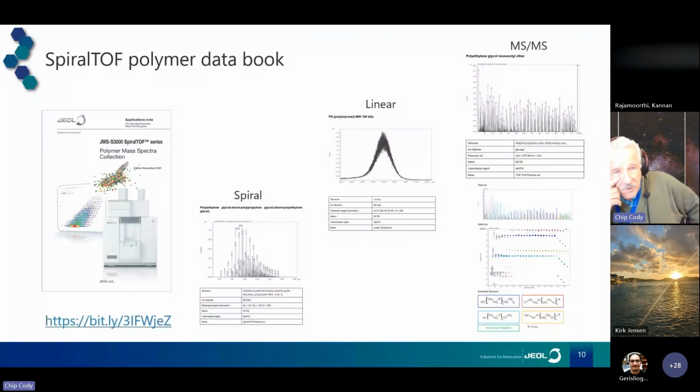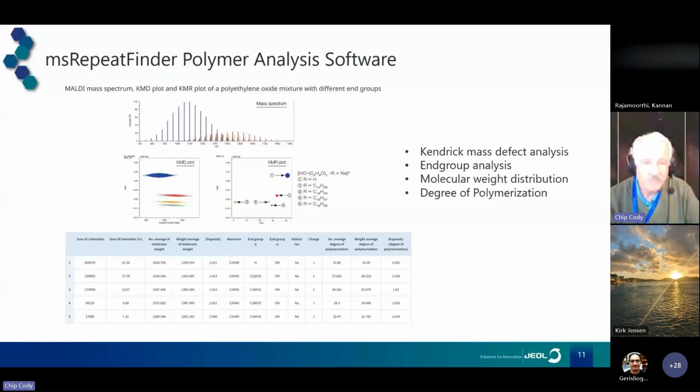We do have an online polymer data book with examples of each of the three different modes for different polymers. So while I'm not going to be talking about this at great depth, there's a link on the bottom to the polymer data book if you'd like to see examples of data from the spiral TOF for a pretty large variety of different kinds of polymers in all three modes. We do have polymer analysis software based on Kendrick mass defect analysis. It's a fairly easy program to use with simple graphics. Does end group analysis, molecular weight distribution, and degree of polymerization plots.